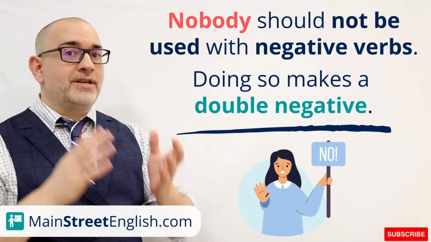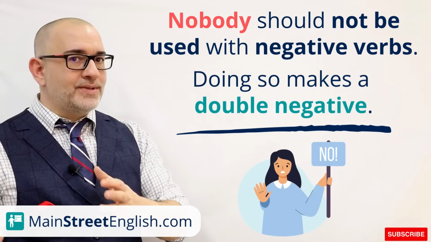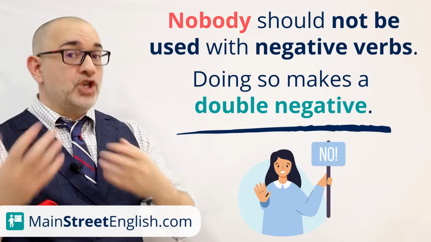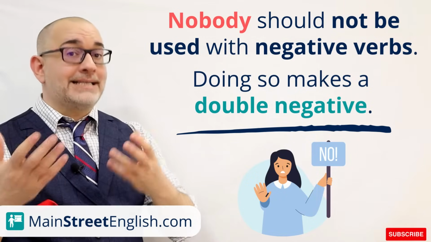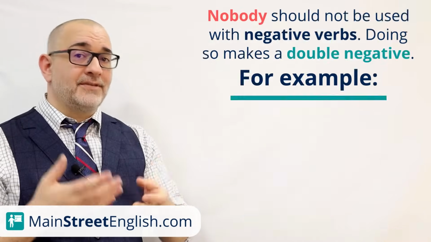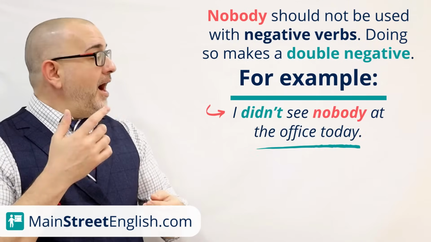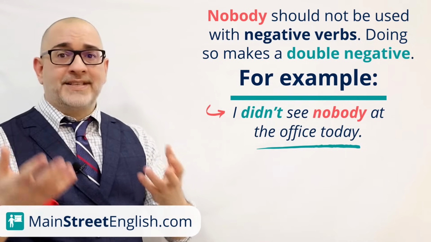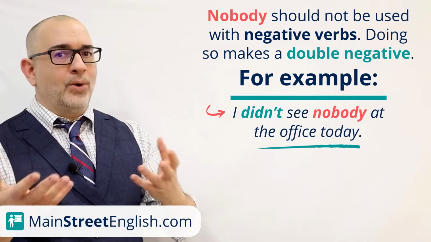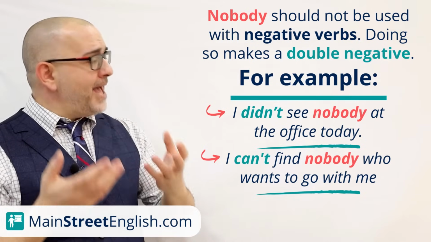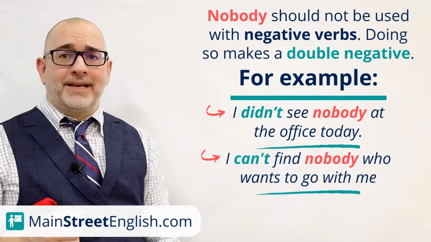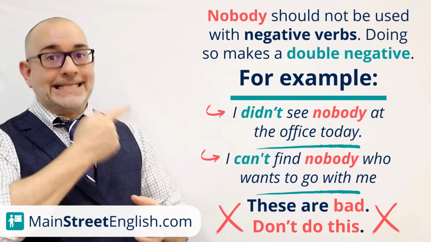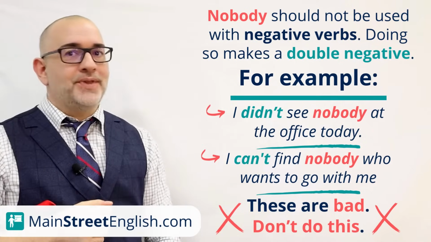Nobody should not be used with negative verbs. Doing so makes a double negative. For example, I didn't see nobody at the office today. Or, I can't find nobody who wants to go with me. These are bad. Don't do this.